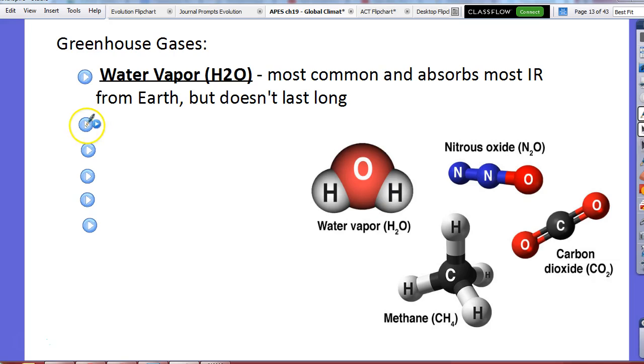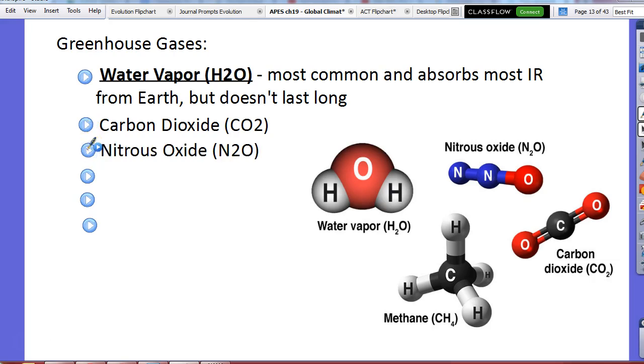So we have water vapor, we have carbon dioxide. Okay, we have nitrous oxide. Now this is different than NOx. Remember, NOx is what comes out of smokestacks and cars. Okay, this is N2O, and N2O is different than NOx. Okay, so we've said nitrogen oxides or nitrogen dioxide. This is nitrous oxide. I know it's really confusing, but just know there's a difference there.